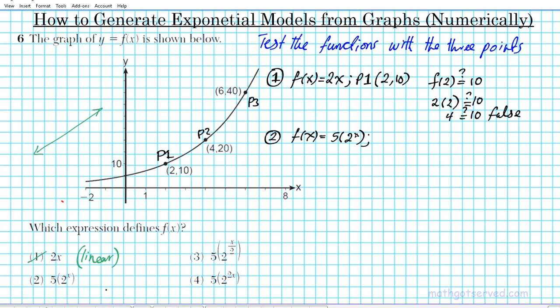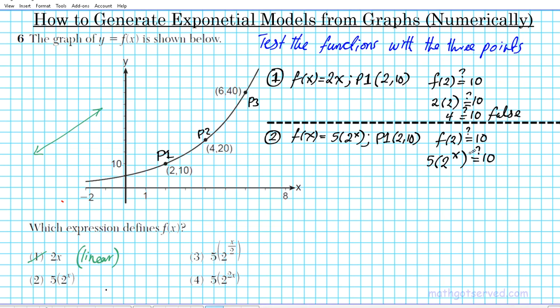We're going to start testing with the first point, P1, which is (2, 10). Is f of 2 equal to 10 in this second function? If I plug in 2 into the function, do I get 10 as an output? The function is 5 times 2 to the x, so we replace x with 2. When we plug in 2, we have 5 times 4. Is 5 times 4 equal to 10? 5 times 4 is 20. Is 20 equal to 10? No, this is false. So option 2 is not the answer, because when we plugged in 2 we got 20 and not 10. Let's move on to the next one.